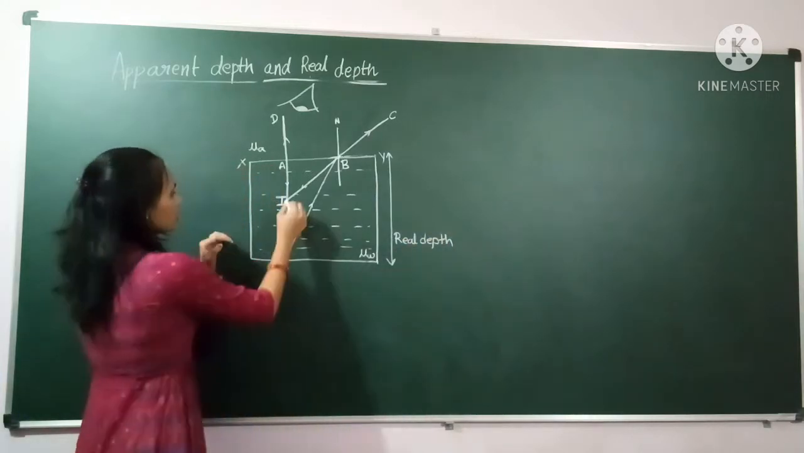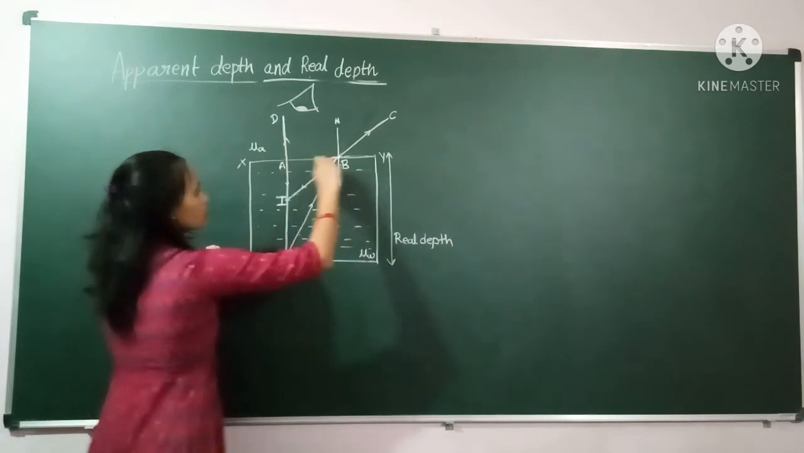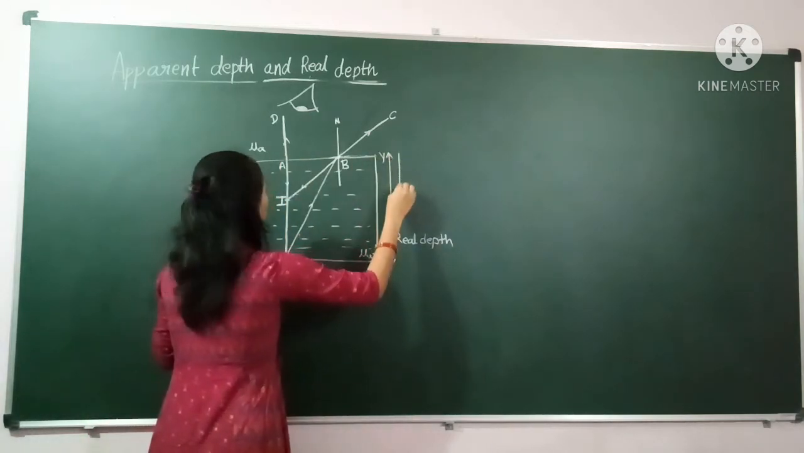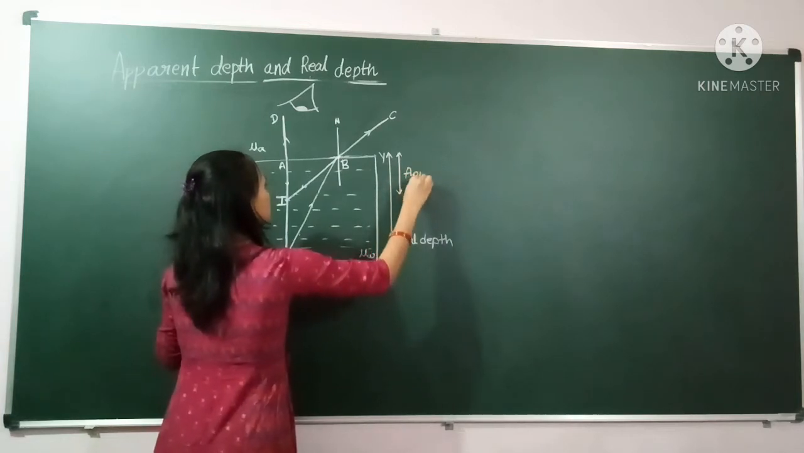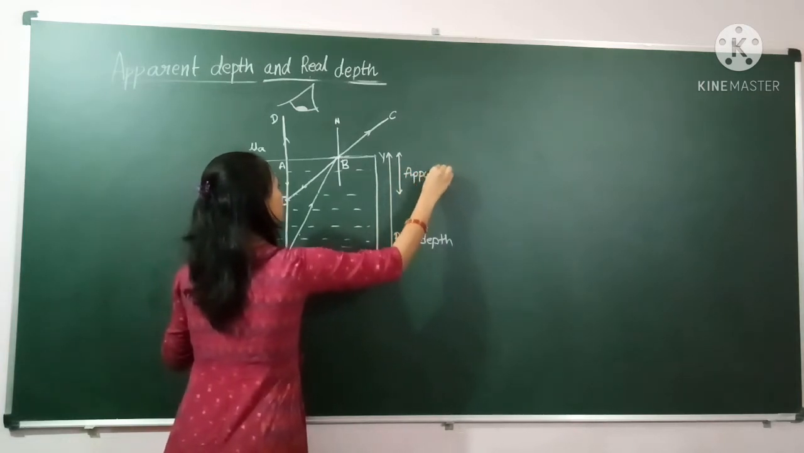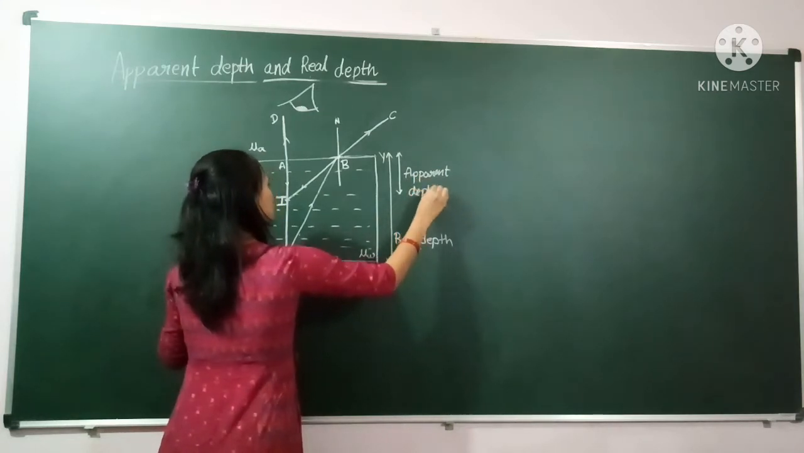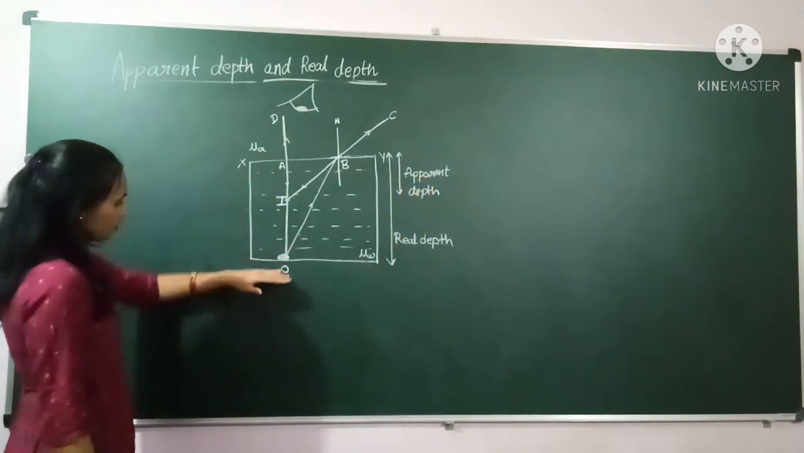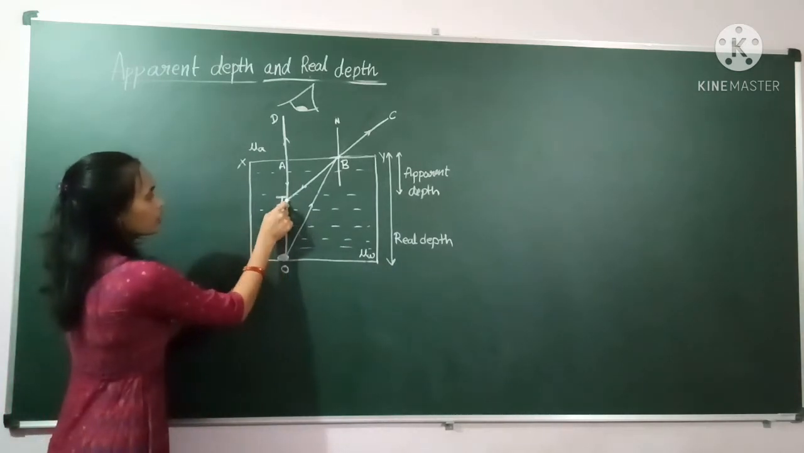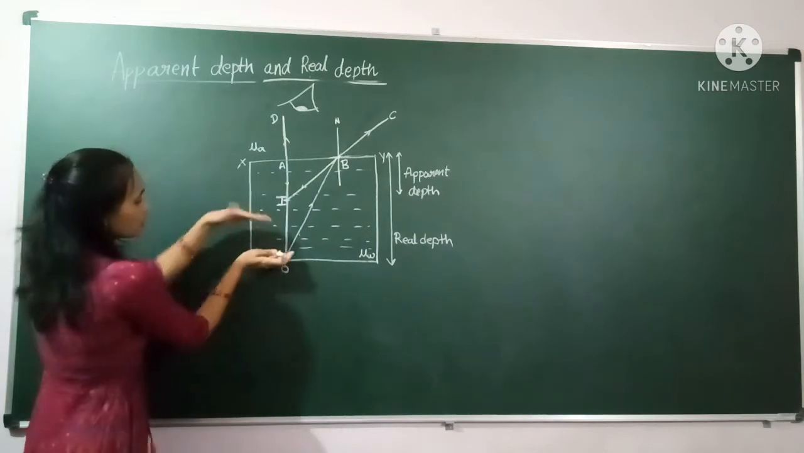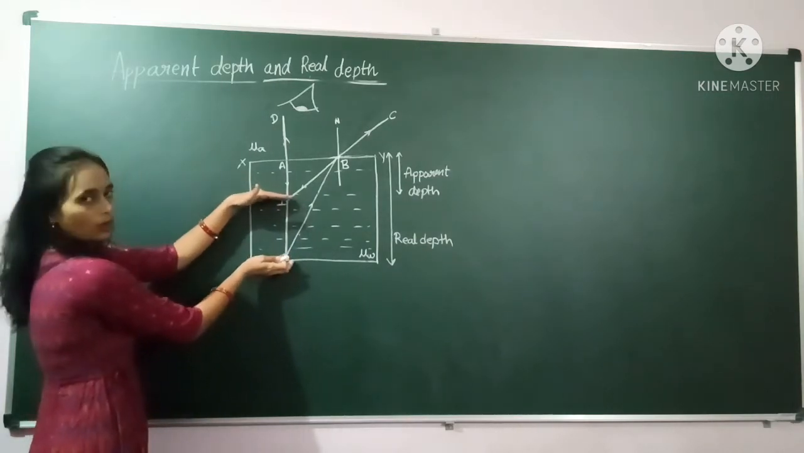So next, this is where the image is formed. This depth, from this position to the surface level, we will call the apparent depth. Next, see here, this object or this coin is placed here and the image is obtained here, which means this distance has been shifted.